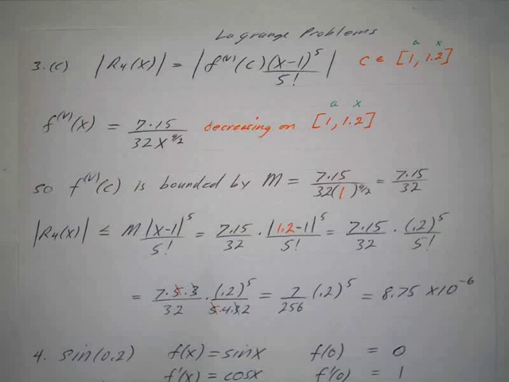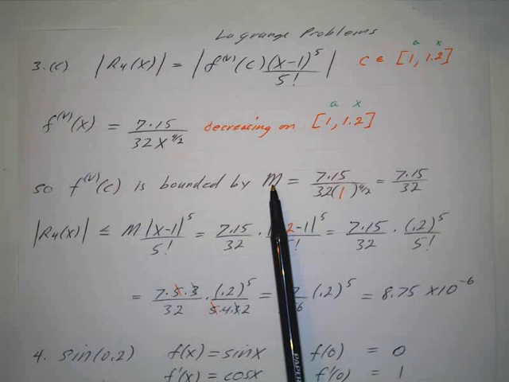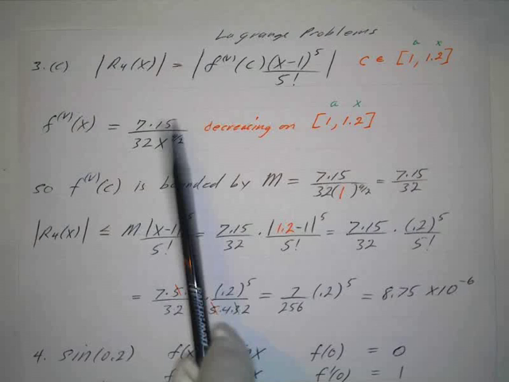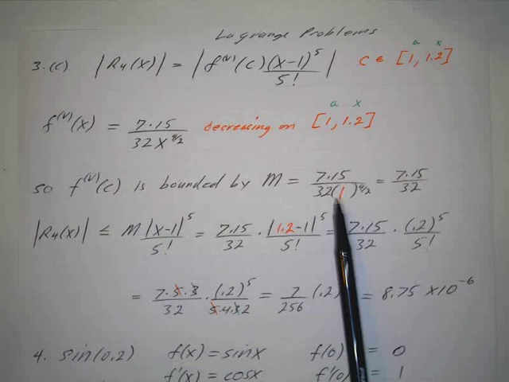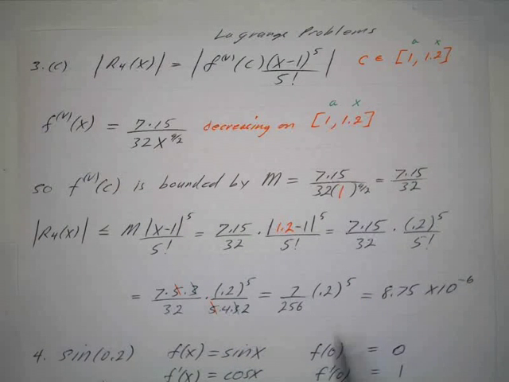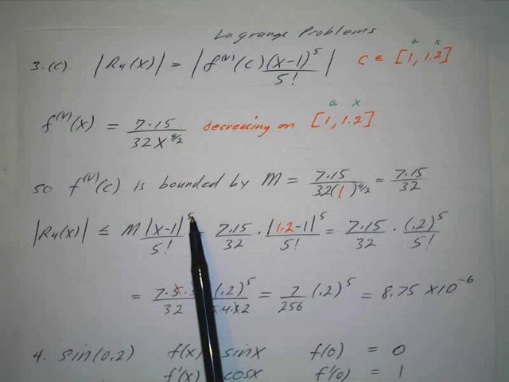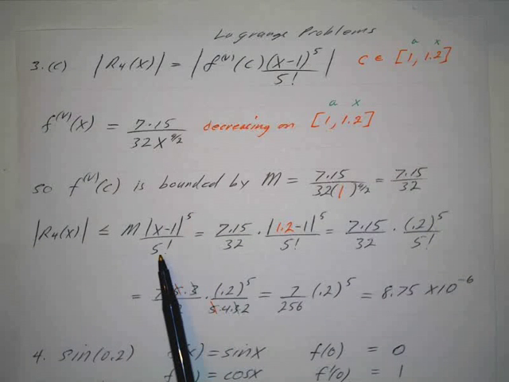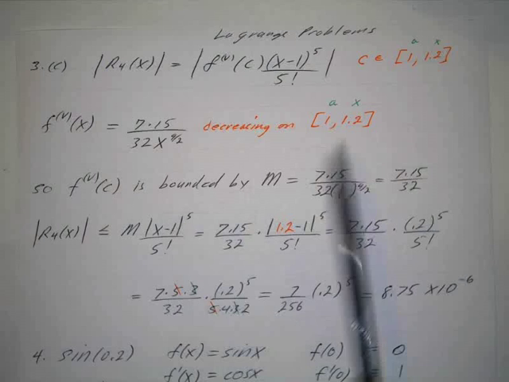So this is going to be bounded by m. I'm going to call m 7 times 15 over 32 times 1 to the 9/2, which is just 7 times 15 divided by 32. Okay, so this is my error: x minus 1 to the 5th over 5 factorial. Now I've got to bound this.